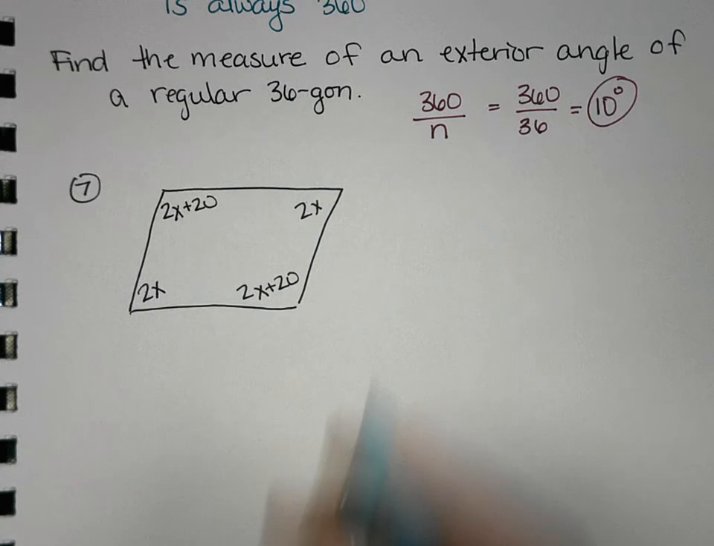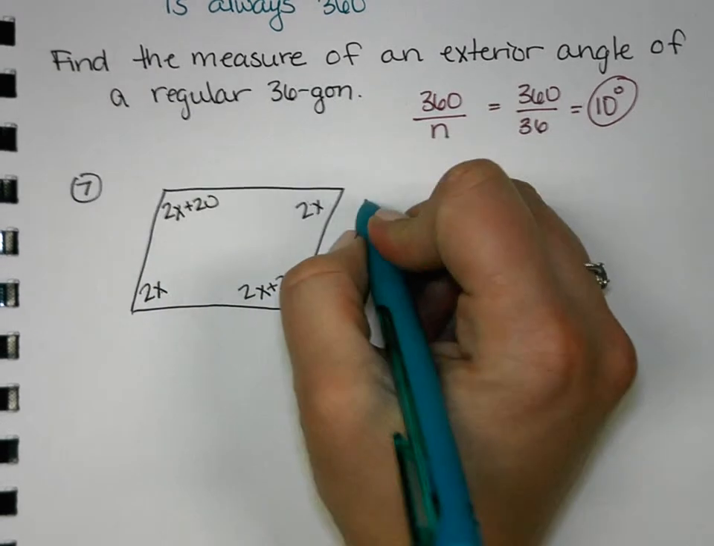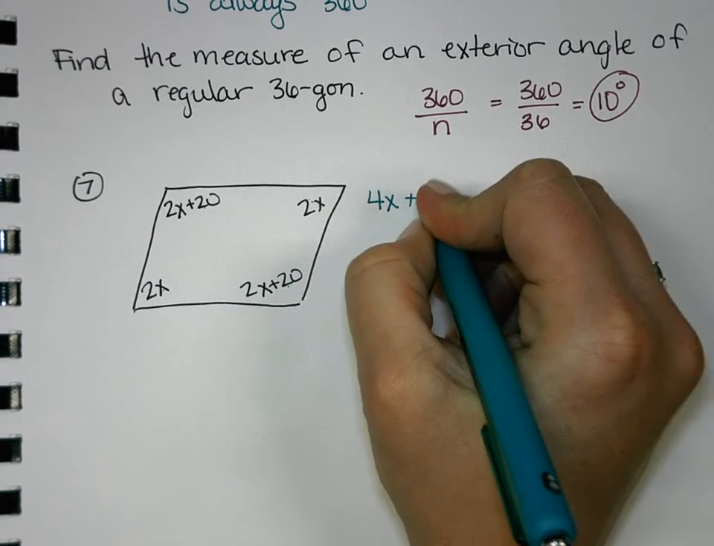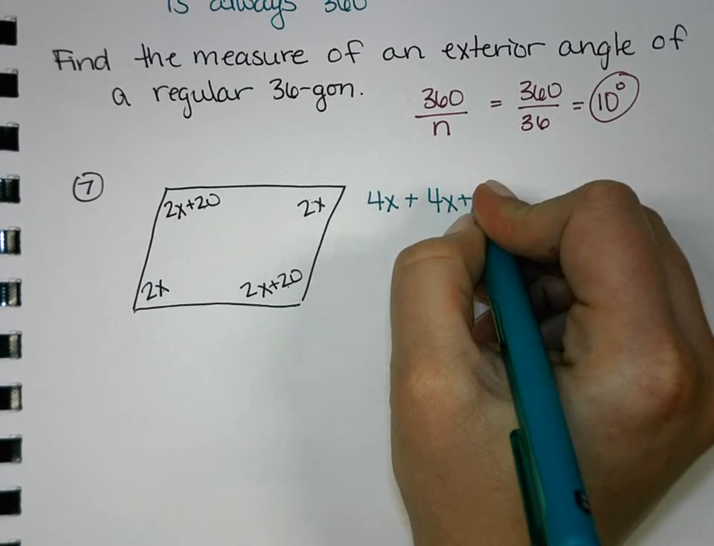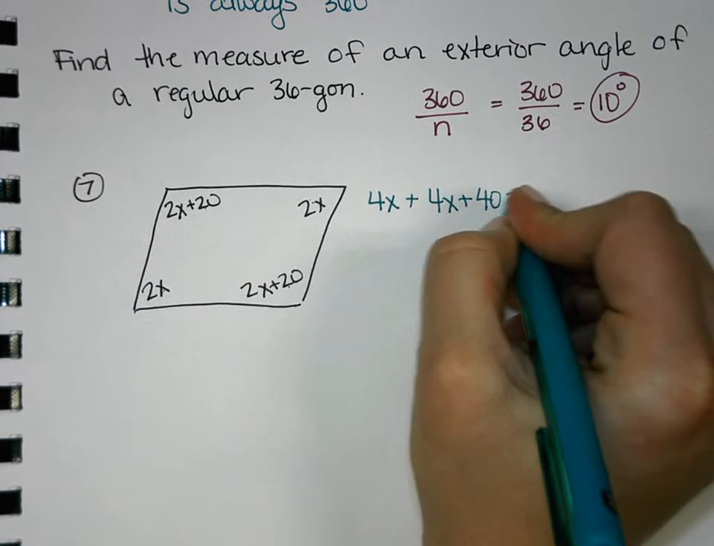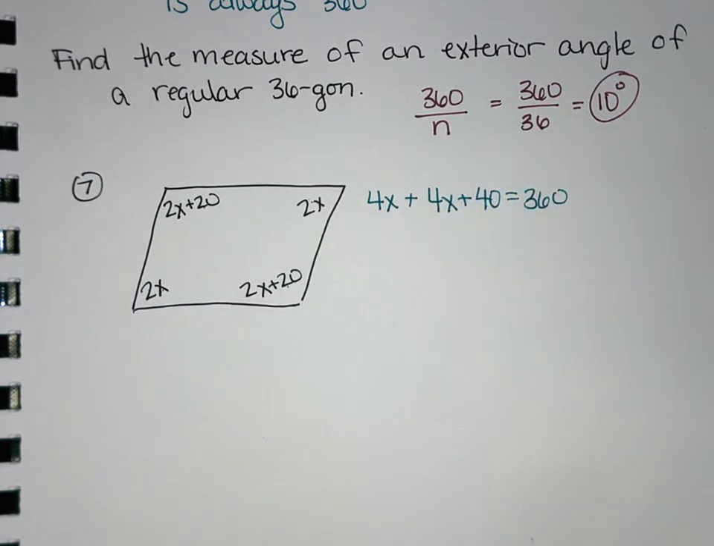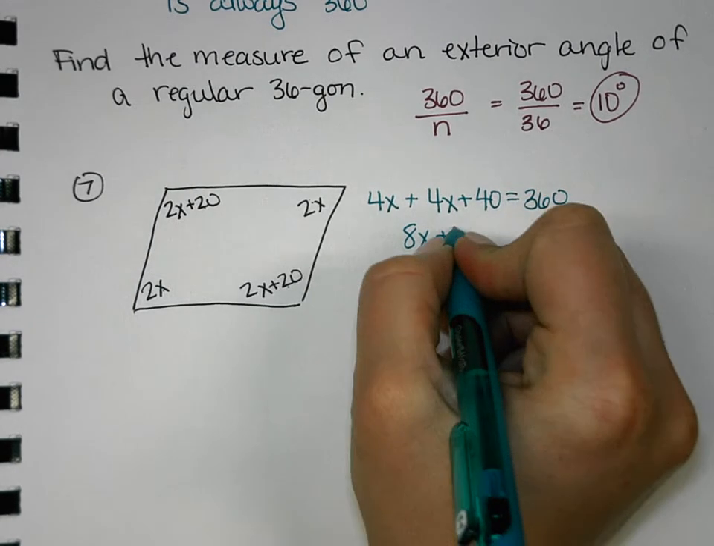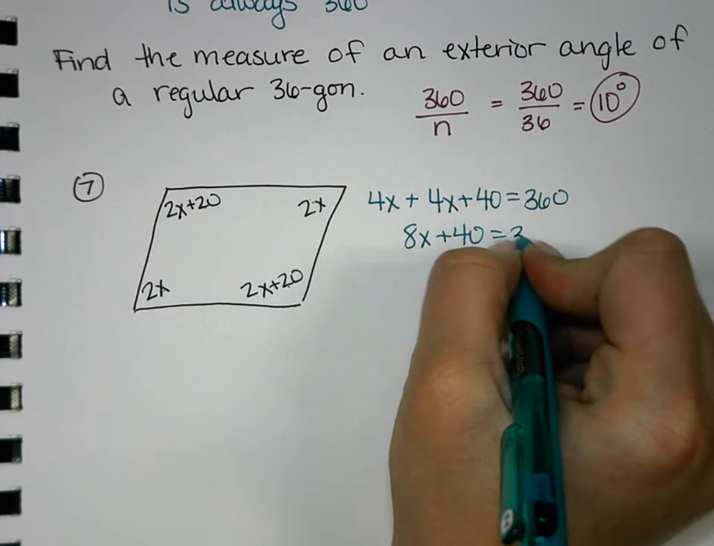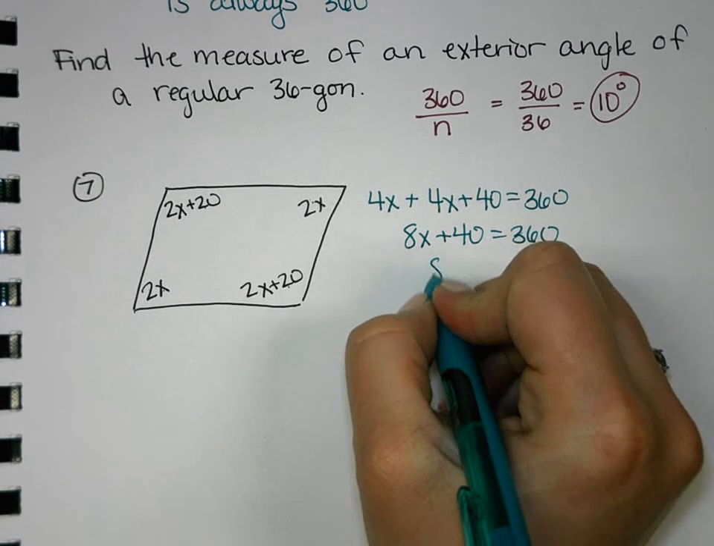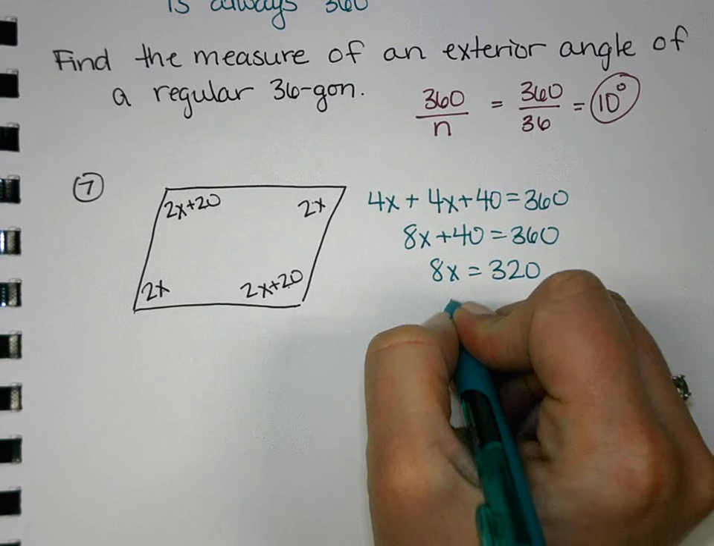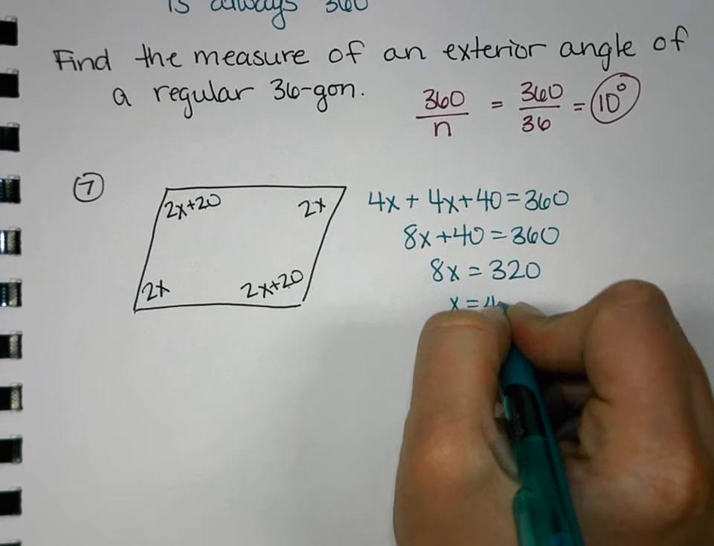So if we add up our two x's, we get 4x. Add these two together, we get 4x plus 80, or sorry, plus 40. And they have to add up to 360. Combine like terms. Move the 40 to the other side, and then divide by 8, and we get x is 40.